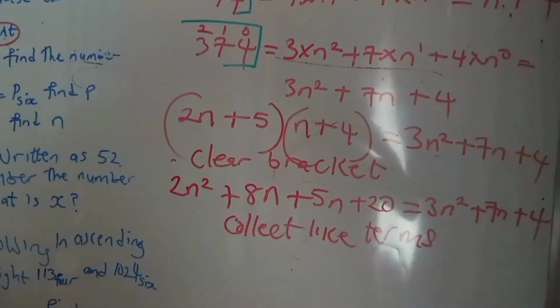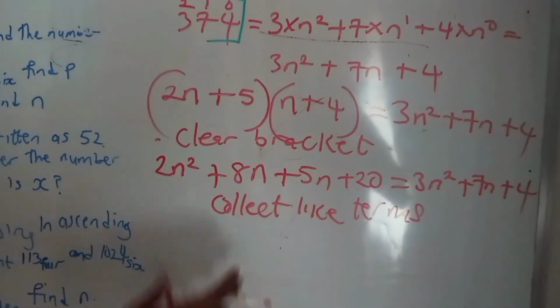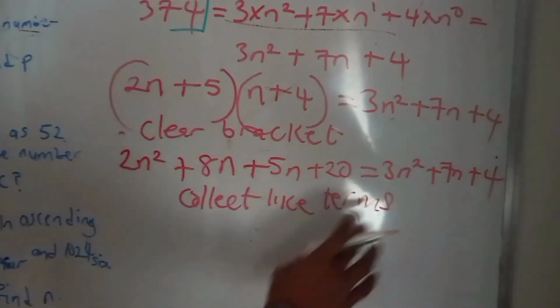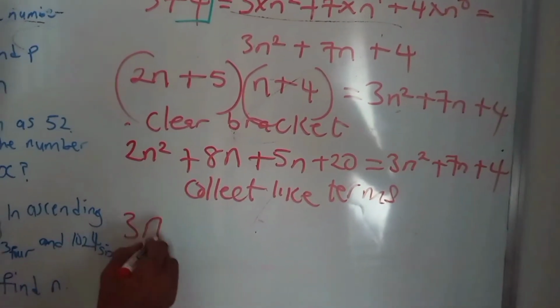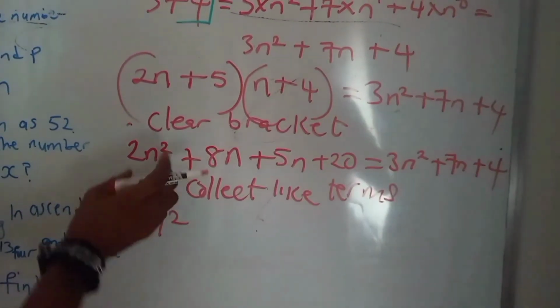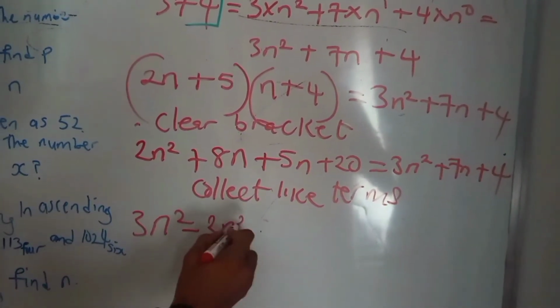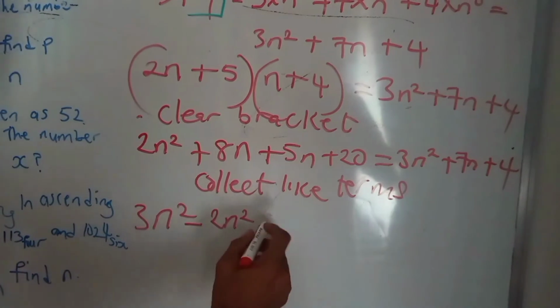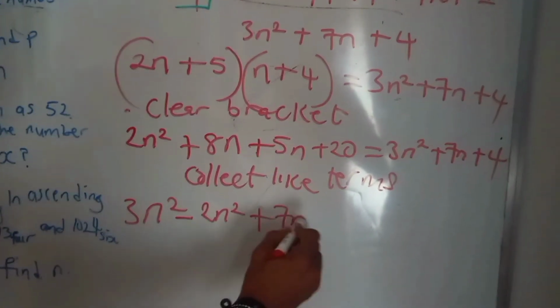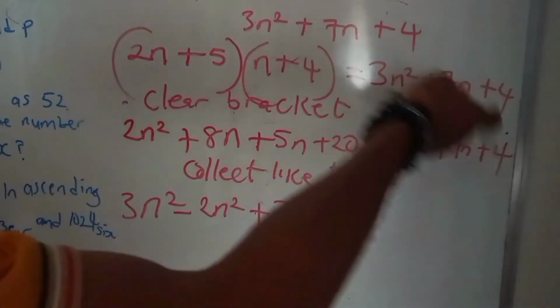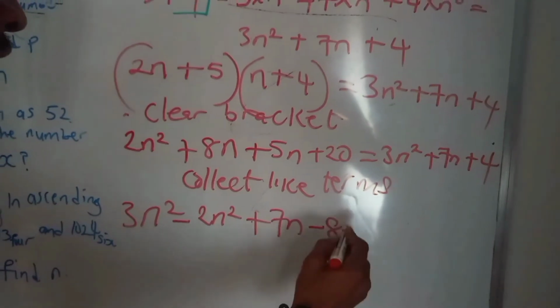So I collect like terms. What I will just do is take it to one side. 3n squared minus 2n squared, because when the plus 2n squared crosses the equals sign it becomes minus 2n squared. Plus 7n, and when the plus 8n crosses the equals sign it becomes minus 8n.